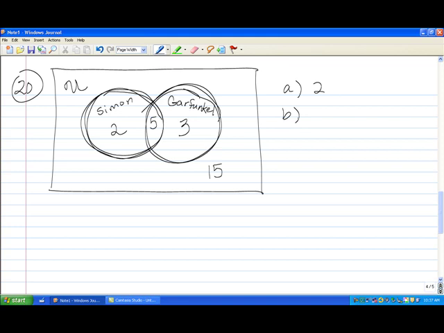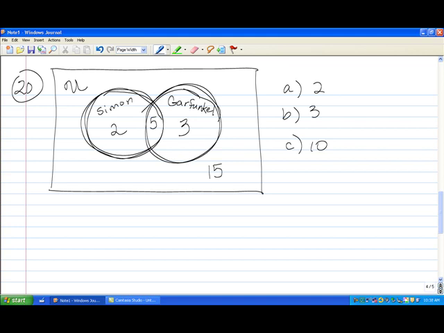So we're referring to the Venn diagram to answer our questions. How many of our compact discs feature only Art Garfunkel? We can see 3. How many feature at least one of the 2? We want to add up 2 plus 5 plus 3, so that would be 10.